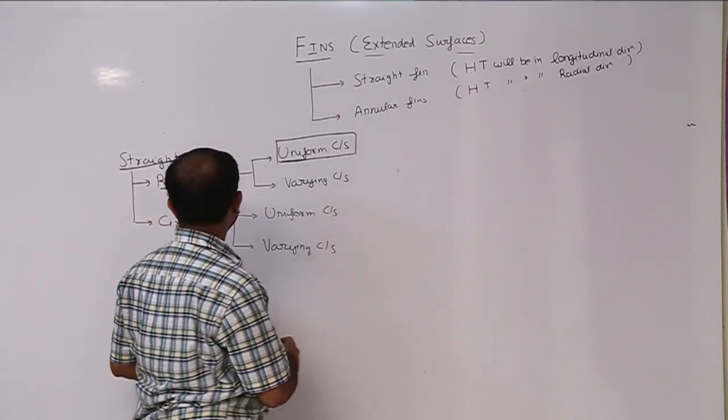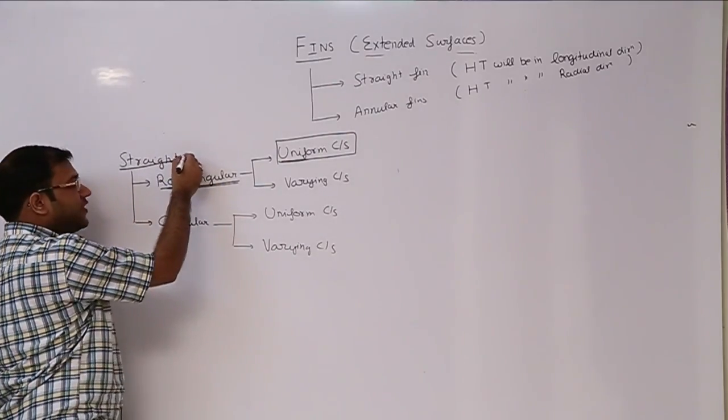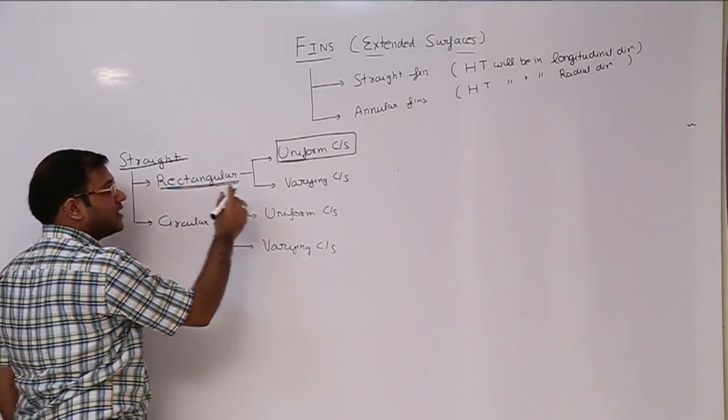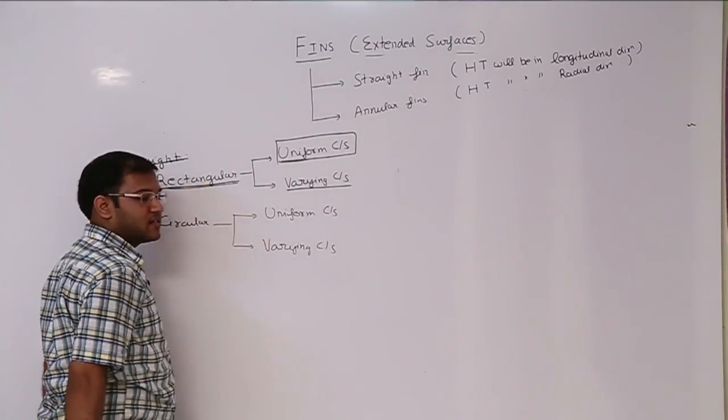Now consider the second case, straight fin, rectangular cross section with varying cross section.